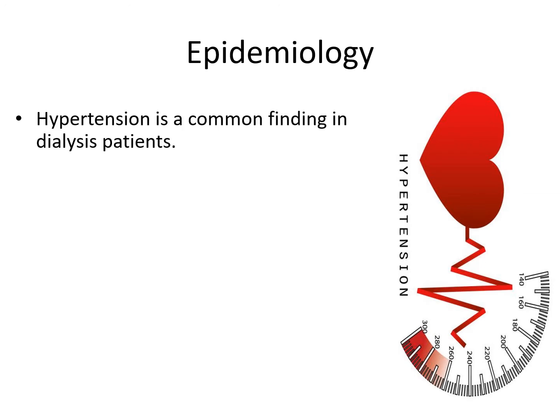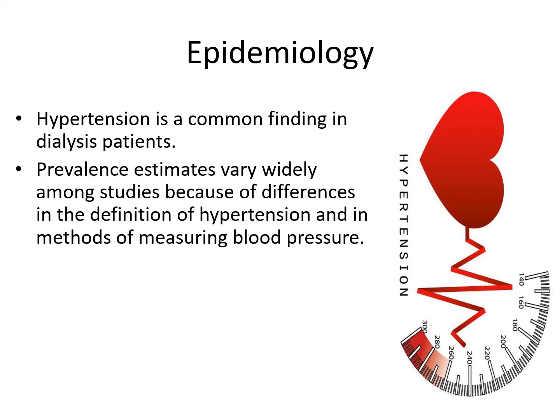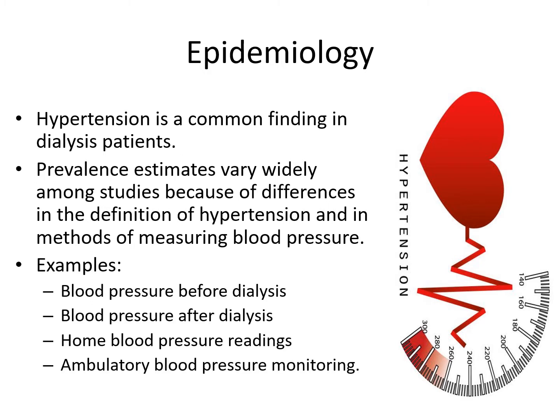Hypertension is a very common problem in dialysis patients. How common is it? Well, the prevalence estimates vary widely depending on how you define high blood pressure and also how you measure the blood pressure. And there are lots of different ways that blood pressure can be measured in dialysis patients. We can measure it before dialysis, or we can measure it after dialysis. Patients can measure their blood pressure at home, and we can also do something that we'll discuss later called ambulatory blood pressure monitoring.